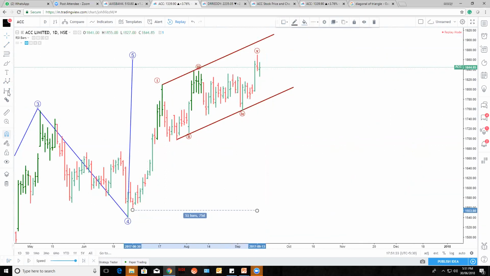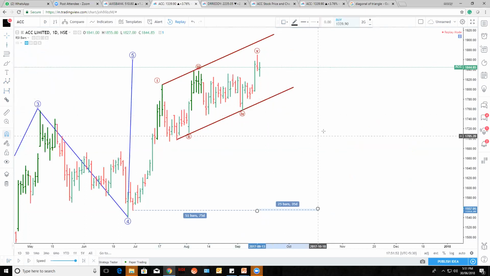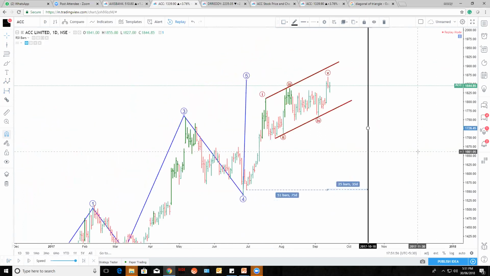Okay. What is our target, guys? 51 days means maximum it needs to come in 1/4 time or half time. This is 25 bars I'm counting. Okay. That is in 35 days and 25 bars. My target will be, let's say this is the horizontal line. At least this level, it should achieve its target to the downside.